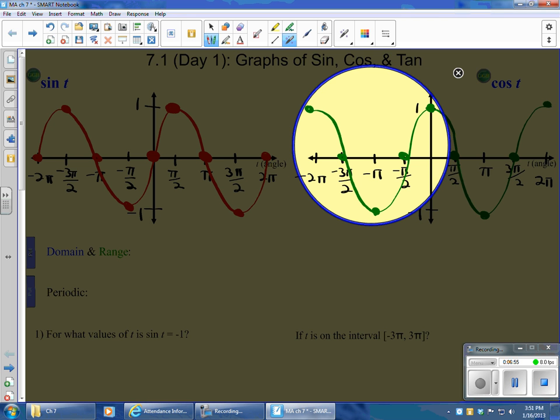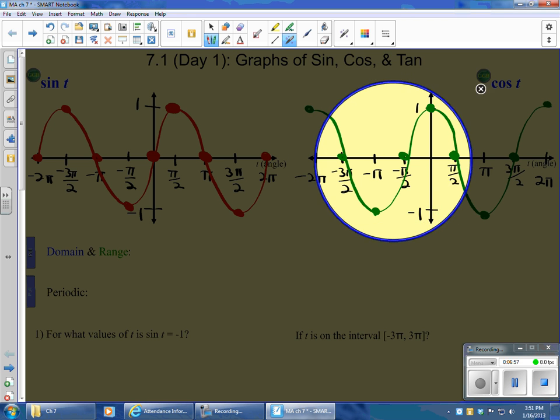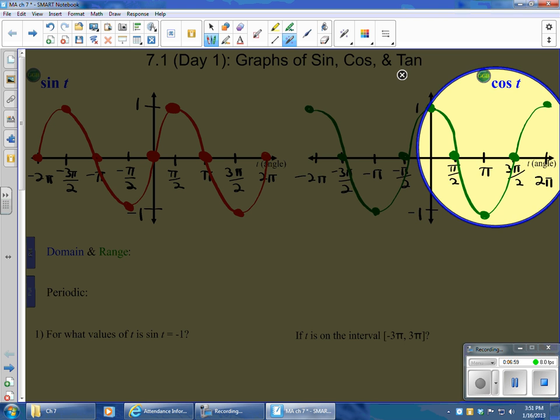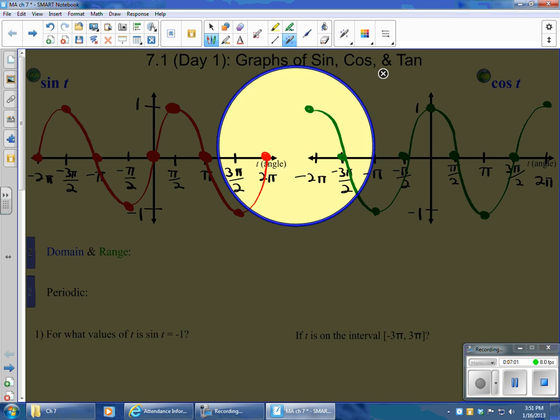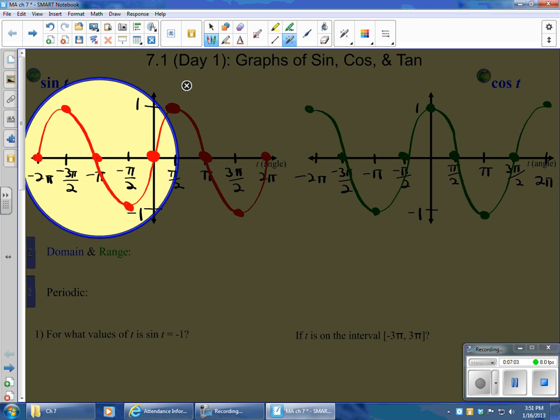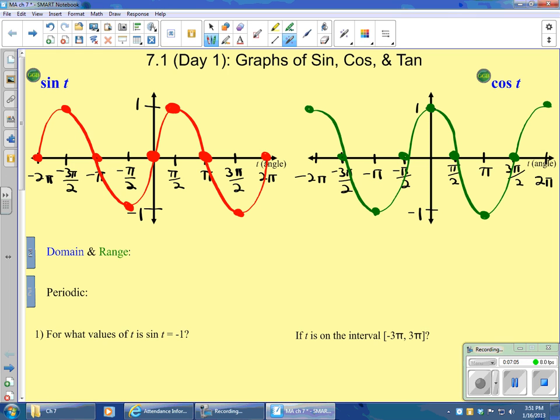Starts up, goes down, and ends back up. So there's two cycles of cosine graphed here. There's one, there's two. There's two cycles of sine. There's one, there's two. And again, they would repeat forever. That's also called the period.